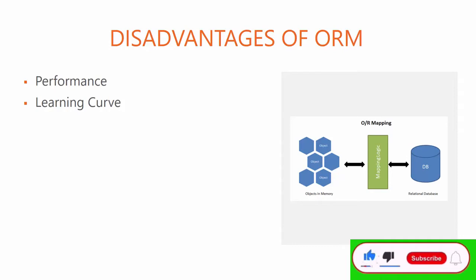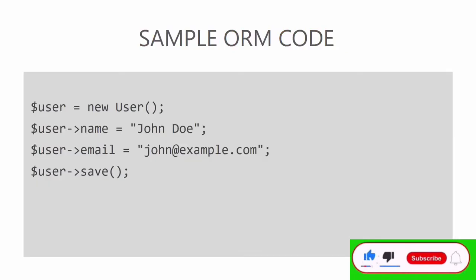All right, so let's see a sample ORM code. This is a sample ORM code to create a new user inside of our database. If you're already familiar with object-oriented programming, you know what is going on here. We create a new instance of the user object, and then we set the name property of the user to John Doe. We set the email property of the user to john@example.com, and then we call the save method to persist the information in the database. So this is just a basic example of how to insert one record into the database using the ORM concept.